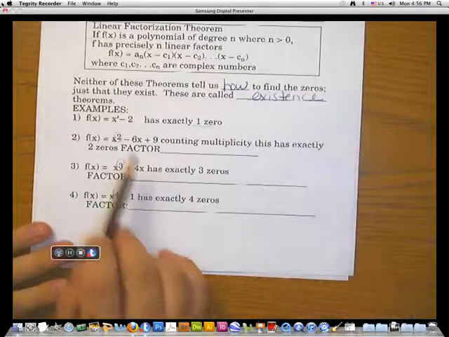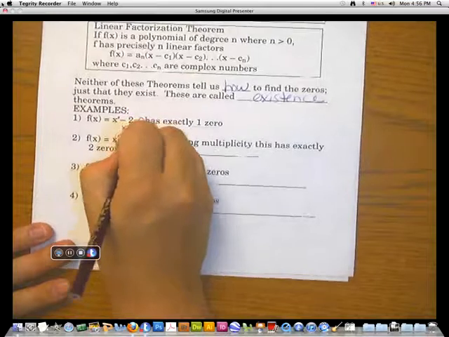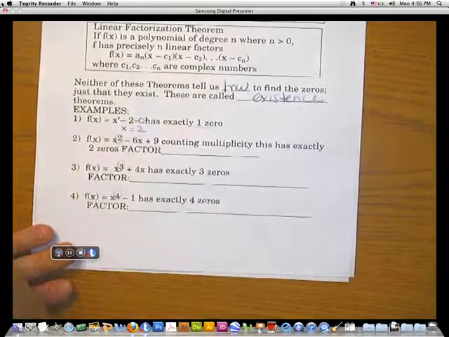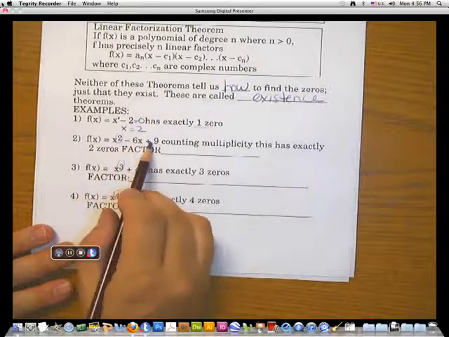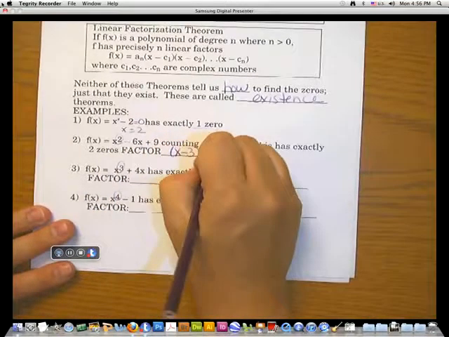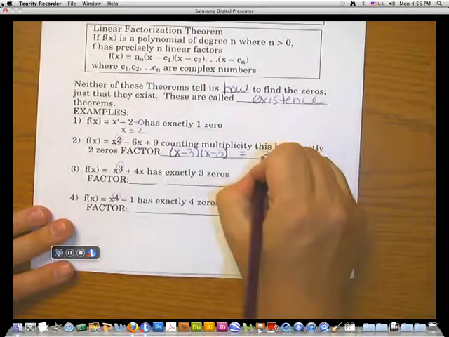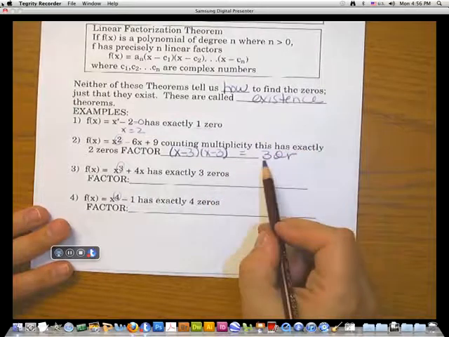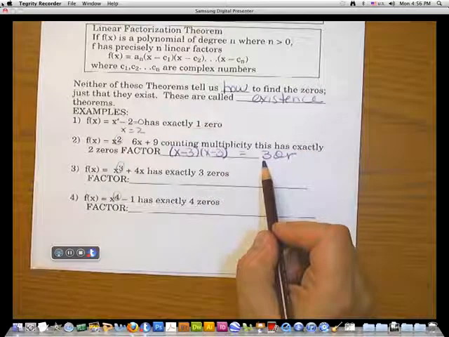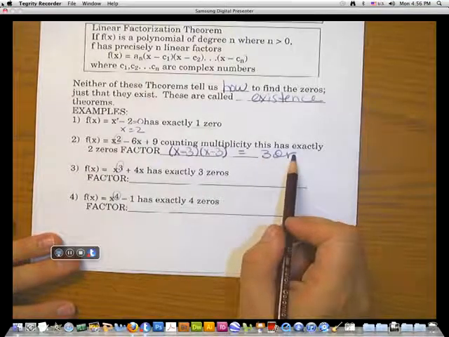Alright, so x minus 2, that one's pretty simple. Set it equal to 0. x is 2. It's real. It has exactly 1, and there it is. x squared minus 6x plus 9, we're able to factor that to x minus 3 and x minus 3. So we would say that it has a double root. There is one real zero that happens twice. It's a multiplicity of 2.